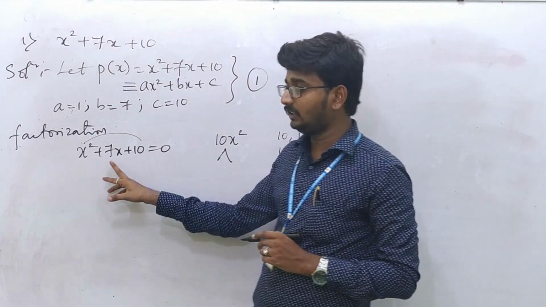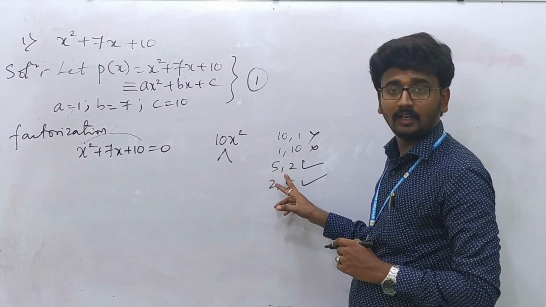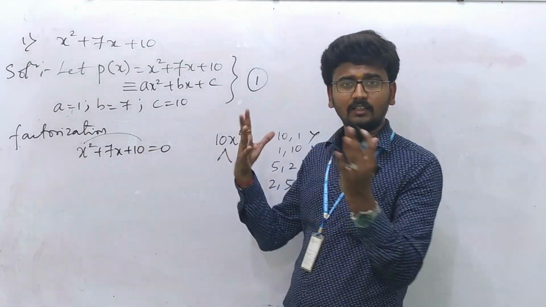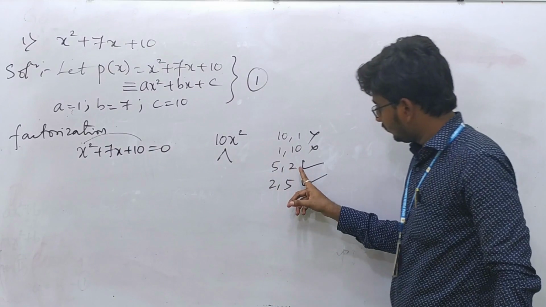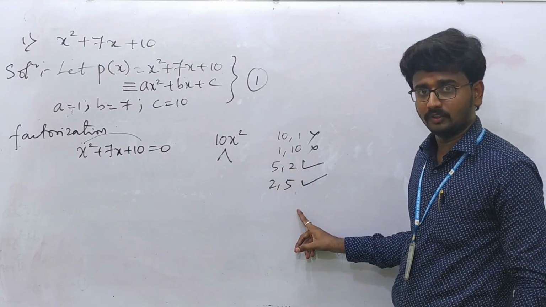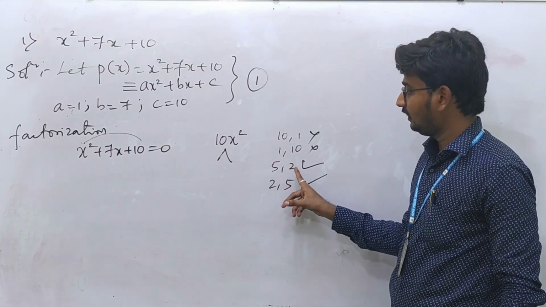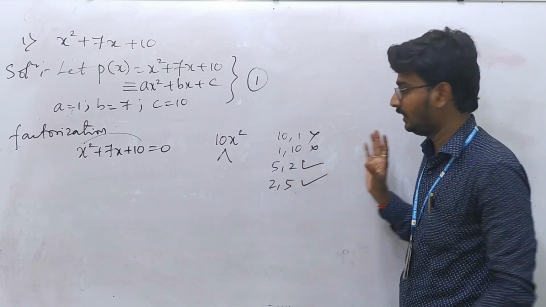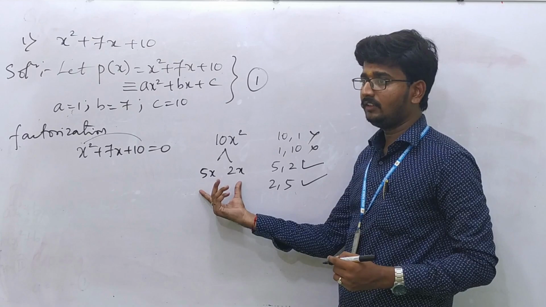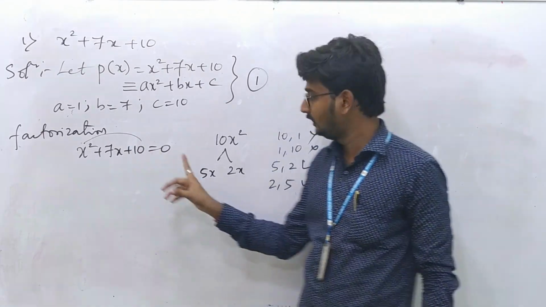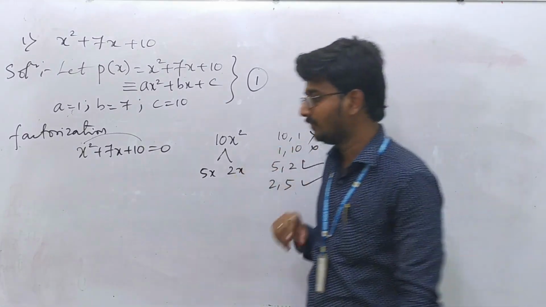Even it might be plus 3, so at that time we may do 5 minus 2. Here it might be minus 10 and all, various forms of quadratic. But according to this question, I need 7. So I can take either 5 and 2 or 2 and 5, one and the same. So this can be written as 5x, 2x. If I add these two, it will be 7x. If I multiply these two, it will be 10x square.